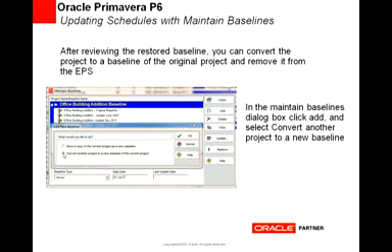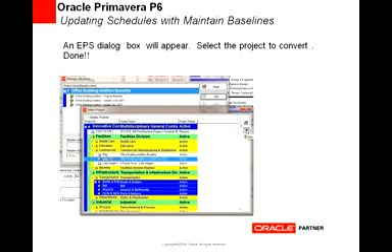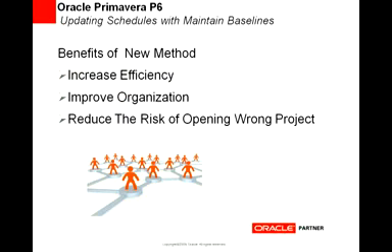And instead of doing the save a copy of the current baseline as a new project, you click on the convert another project to a new baseline of the current. So once you do that and click OK, you get one more box which allows you to select the project from your EPS, just like I have shown here. You select it, press select, and it's added into your baseline.